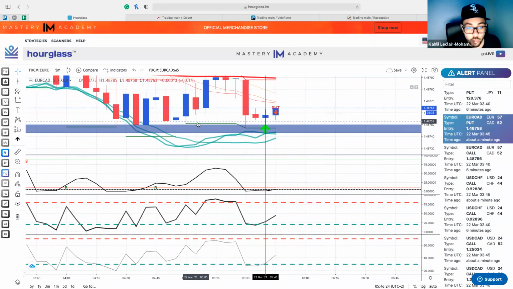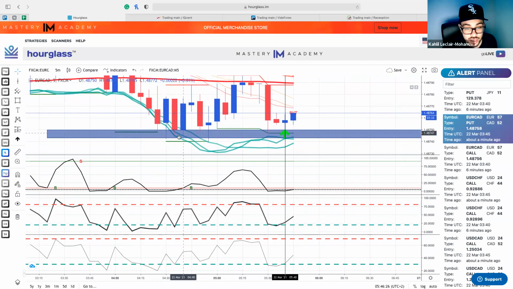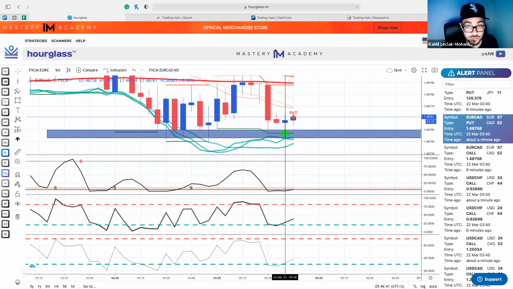Now, we hit an area of a floor. Price came down, bounced off, came down, bounced off, came down, bounced off, came down, bounced off. Right? Everybody following me here?